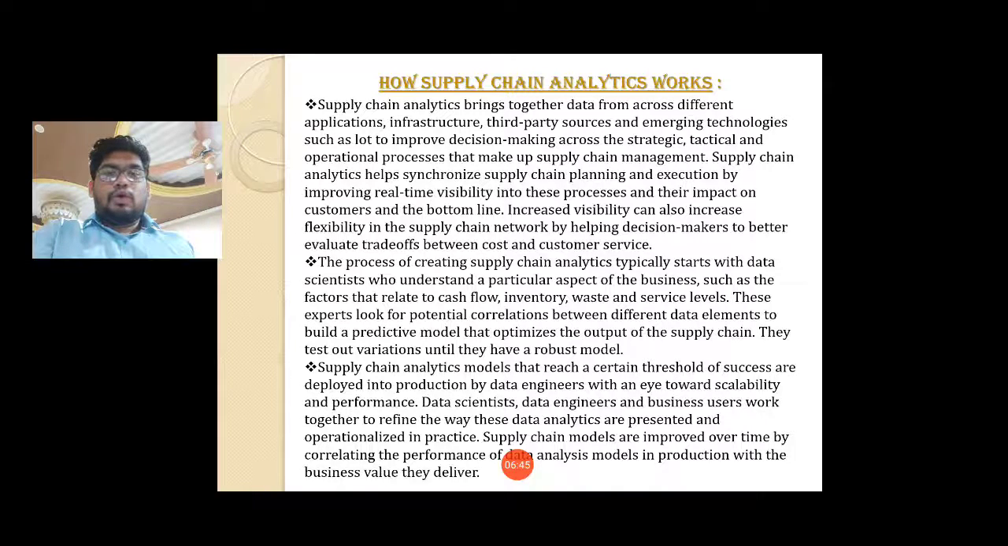Before going with any model, they will test each and every scenario and each and every criterion of the SCM. Supply chain analytics models that reach a certain threshold of successes are deployed into production by data engineers with an eye towards scalability and performance. Data scientists, data engineers, and business users work together to refine the way their data analytics are presented and operationalized in practice. Supply chain models are improved over time by correlating the performance and analyzing the models in production with the business value they deliver.